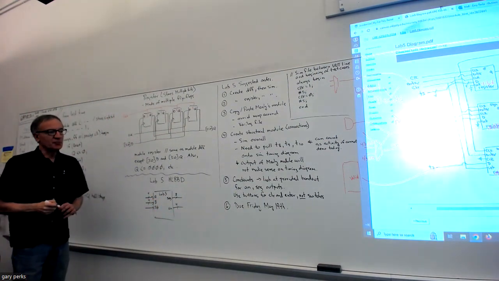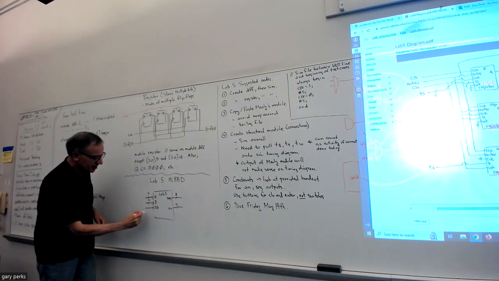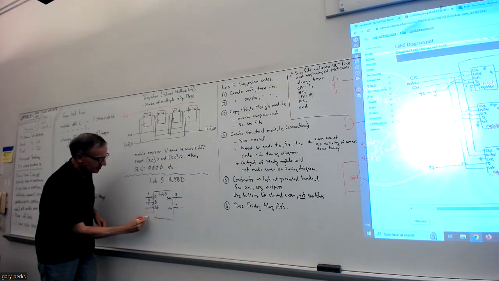But we got 2 other inputs. The 2 other inputs you're going to have for Lab 5 are the enter and the clear.